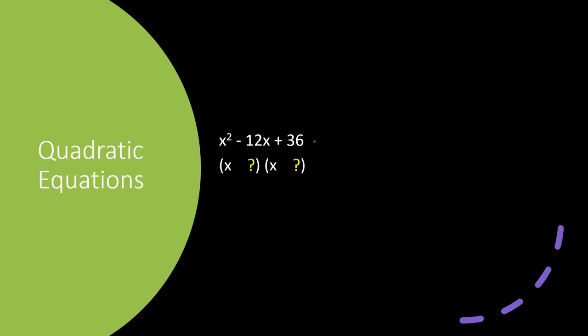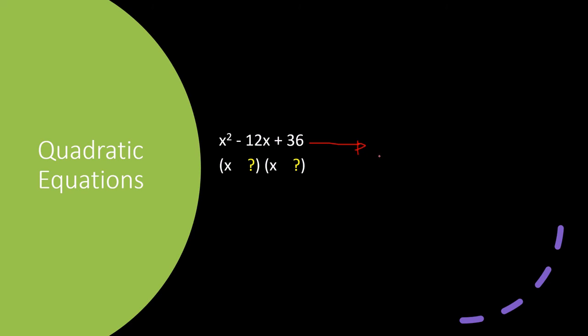What's going to happen right here, my friends, is that 36 has a lot of factors. We have the 1, the 2, the 3, the 4, the 6, the 9, the 12, the 18, and the 36. Two of those factors we have to either add or subtract in order to get negative 12. Which of those two should I use?